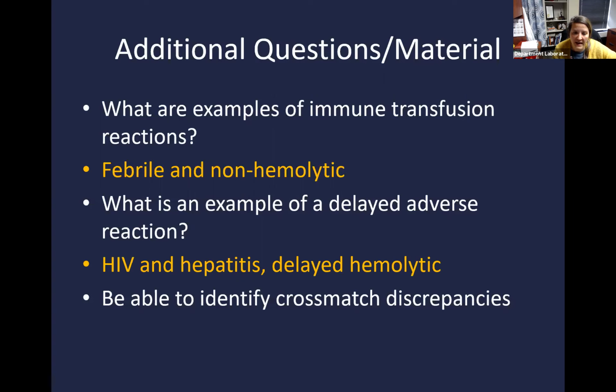What's an example of a delayed adverse reaction? So think about transmission of infectious diseases. We won't know that immediately. So remember, most of our acute transfusion reactions occur at the beginning of that transfusion or during that transfusion. However, if it's greater than 24 hours post-transfusion, that is considered a delayed reaction, right? So transmission of infectious diseases, or a delayed hemolytic transfusion reaction, such as we see with our Kidd family antibodies. All right, and so then identify cross-match discrepancies.